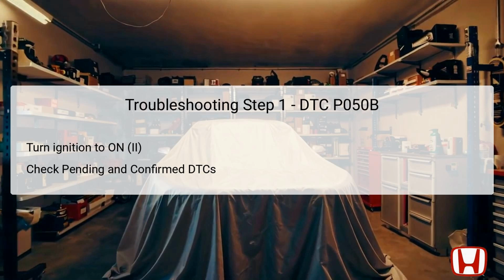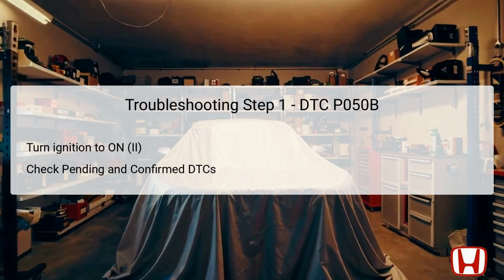To initiate the troubleshooting process for DTC P050B, begin by turning the ignition switch to the on position. This action powers the vehicle's electrical systems without starting the engine, allowing diagnostics to be performed. Once the ignition is on, the next step is to check for any pending or confirmed DTCs using the Honda Diagnostic System, HDS.